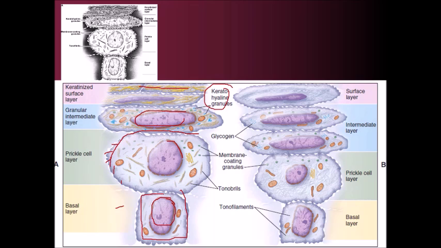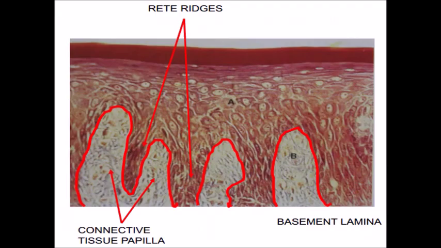For the non-keratinized epithelium, the basal and the prickle are the same. Then I have the intermediate layer and the superficial layer. As we said earlier, the projections of the epithelium, which look like finger-like projections, we call them rete ridges or rete pegs. Opposing them from the connective tissue, we call it connective tissue papillae. Between the epithelium and the connective tissue, we have the basement membrane. In light microscope and in electron microscope, we call it basal lamina.